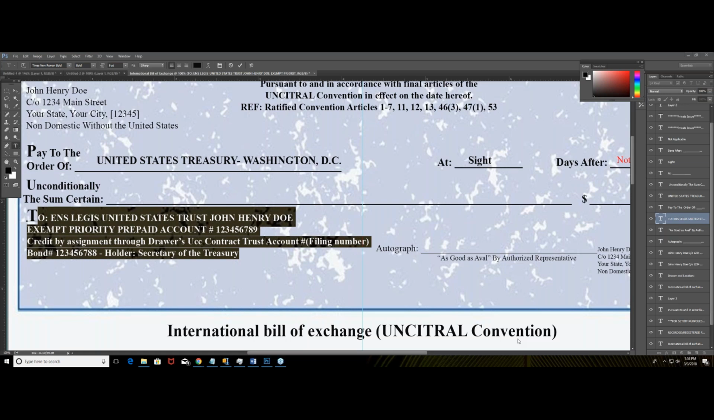So when I do send this authorization to the U.S. Treasurer and send the actual International Bill of Exchange to the CEO, say, for instance, do I put a disclaimer on the back and also a stamp? You can put a disclaimer on the back. You can do whatever you want to do. Right, right. What amount of a stamp?